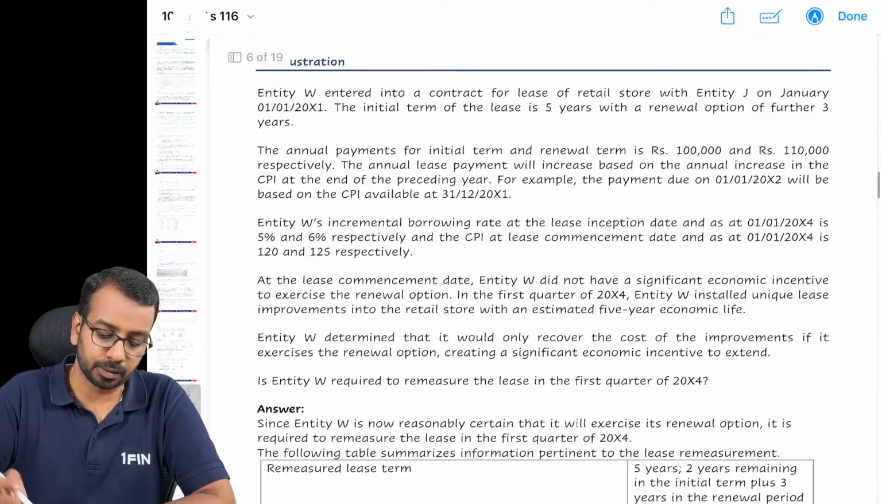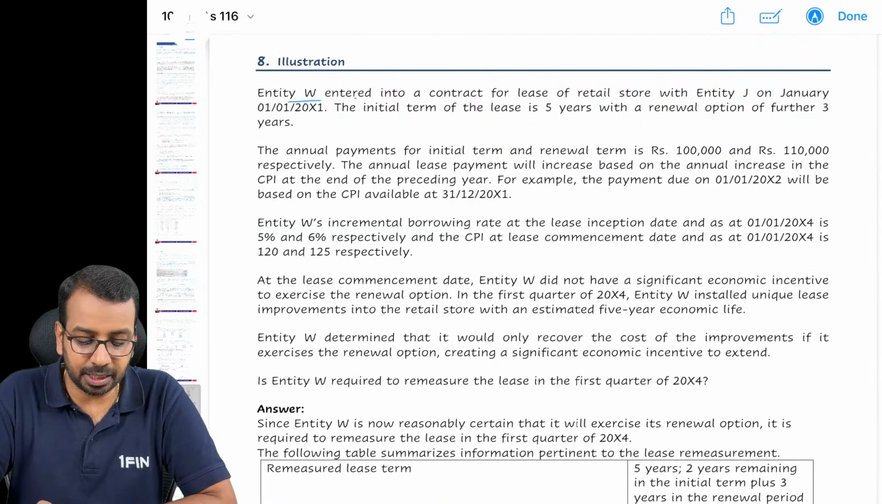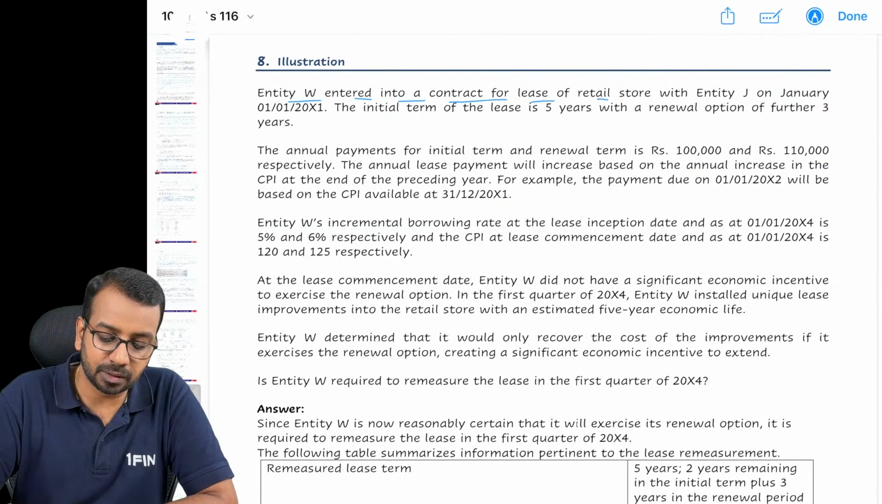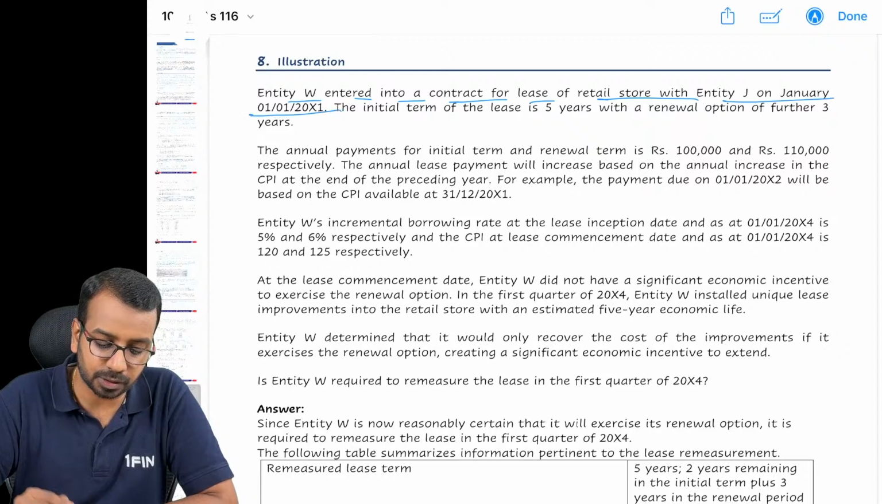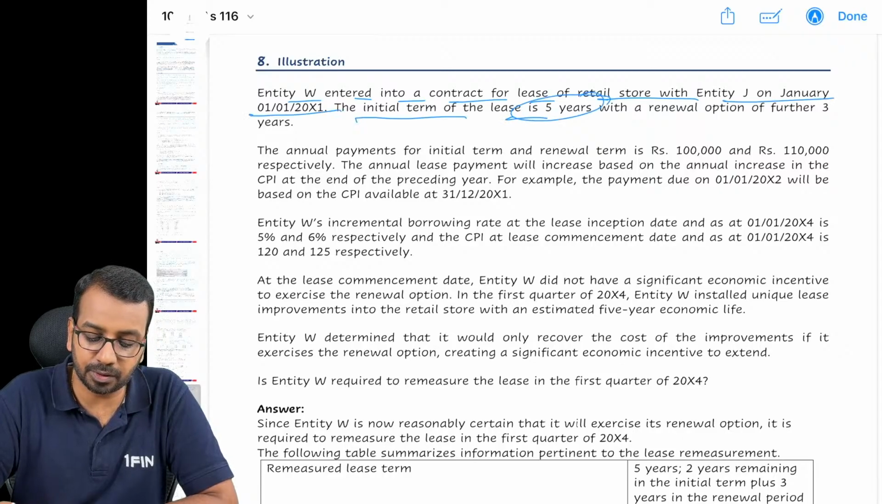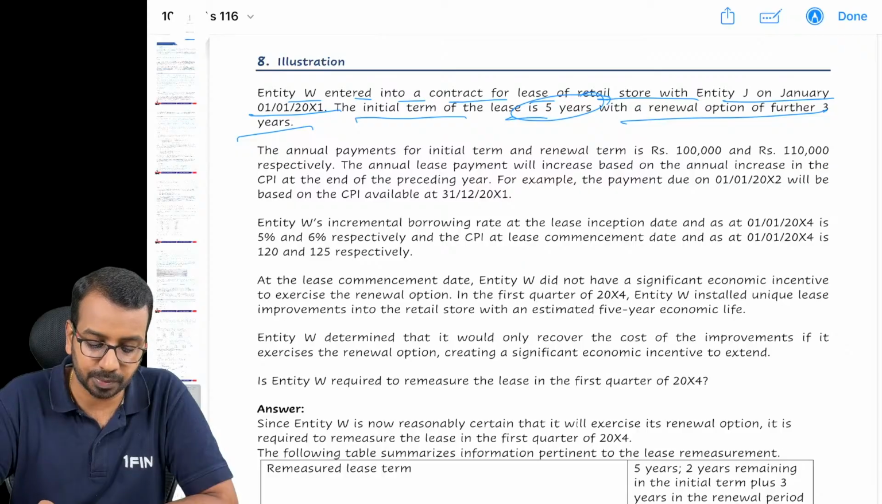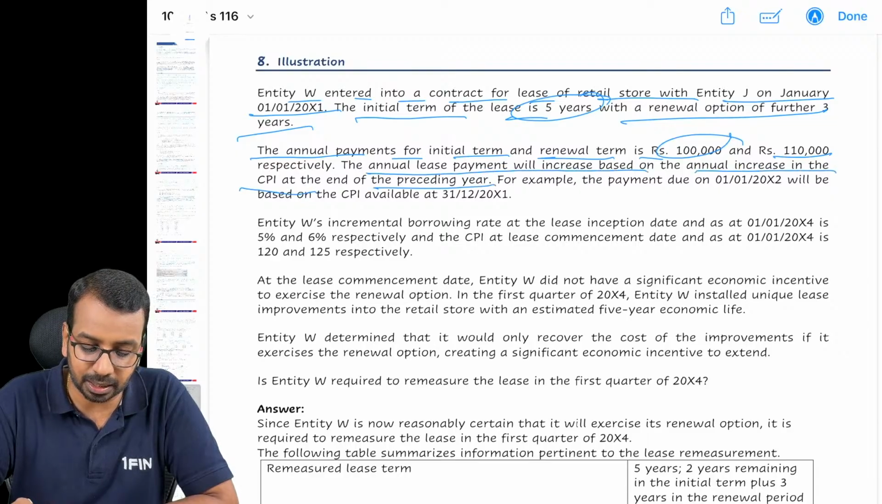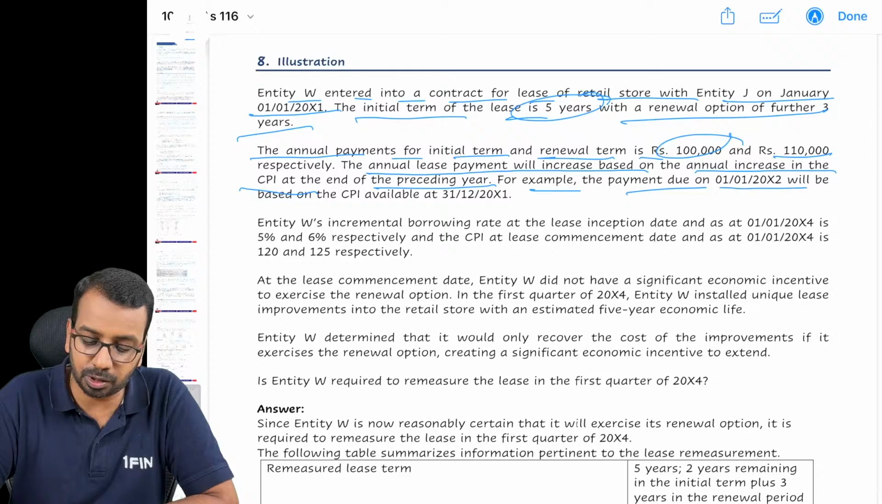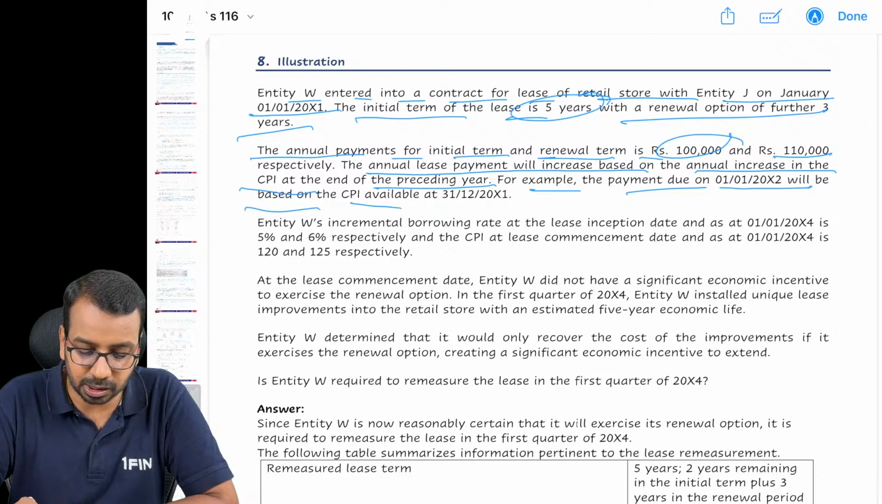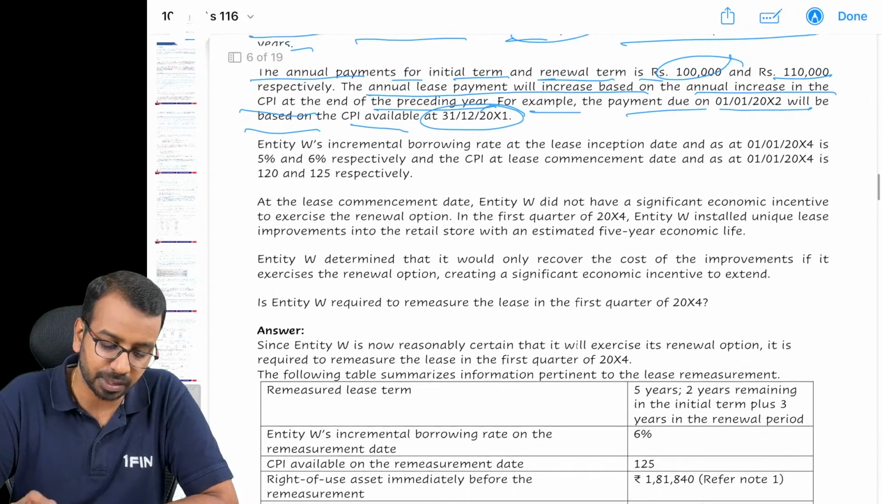Then next one, Entity W enters into a contract for lease of retail store with Entity Z on 1st of January. Initial term of the lease is 5 years with a renewal option of further 3 years. Annual payments for initial term and renewal term is 1 lakh and 1,10,000. The annual lease payment will increase based on the annual increase in CPI at the end of preceding year. For example, the payment due on 1st of January will be based on CPI available on 31st of December.